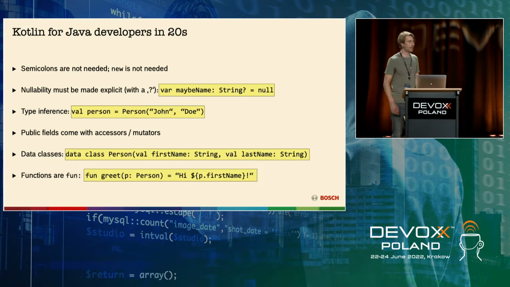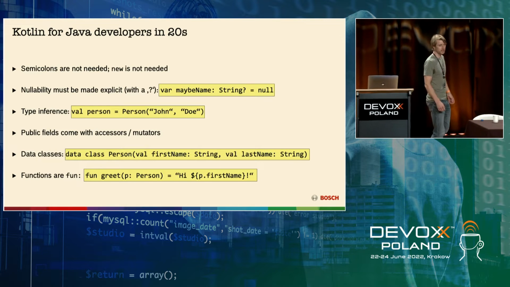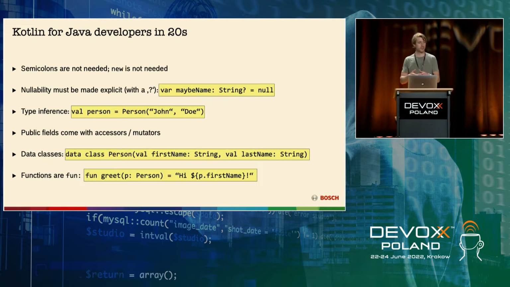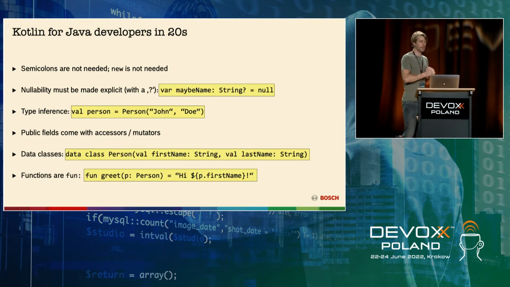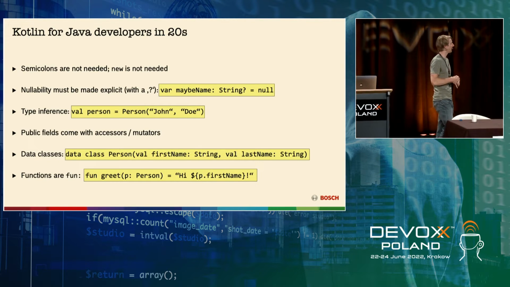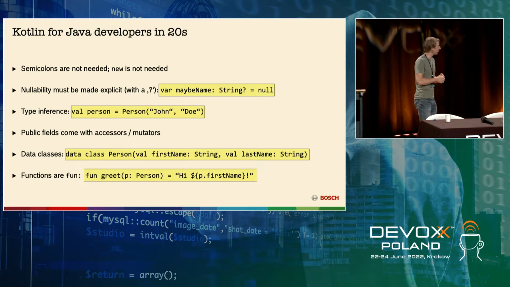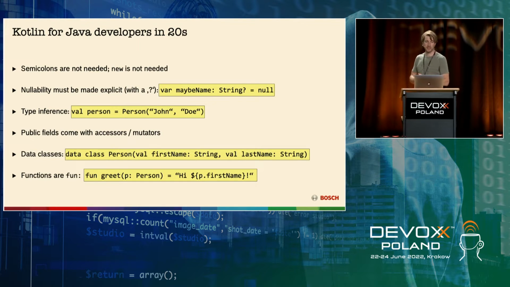Not everybody might be familiar with Kotlin. It's not hard to understand for Java developers, but I'm just going to say a few words about it. You don't need a semicolon to end a statement. The new operator is not needed to create a new object. Nullability must be made explicit with a question mark behind the type. So if you have that statement up there, this is a nullable string. If you would leave out that question mark, you would get a compile time error. So this really helps with null safety.